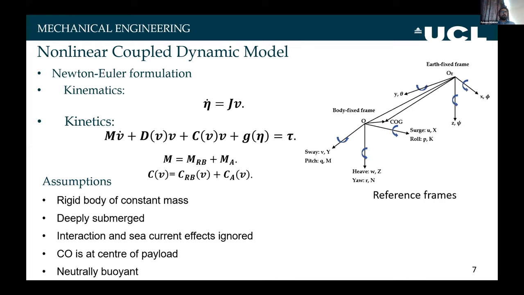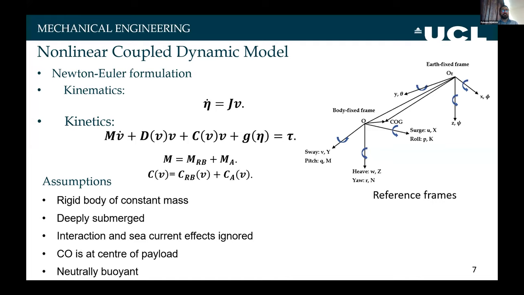As I said earlier, I developed a nonlinear coupled dynamic model in order to keep all the nonlinearities and couplings intact, so that my results are as near as possible to the actual system. The nonlinear coupled dynamic model was developed using the Newton-Euler formulation. In the Newton-Euler formulation, we get the kinematics and kinetics equations. The important thing is in which frame we define the position, orientation, forces and acceleration. The position and orientation are defined in the earth fixed frame, whereas the velocities, forces and moments are defined in the body fixed frame.